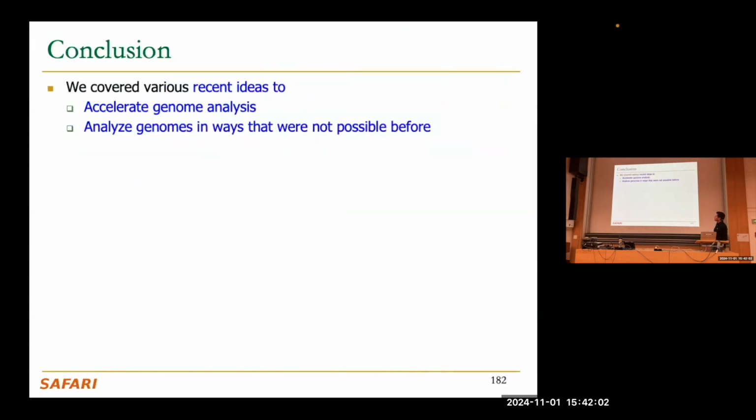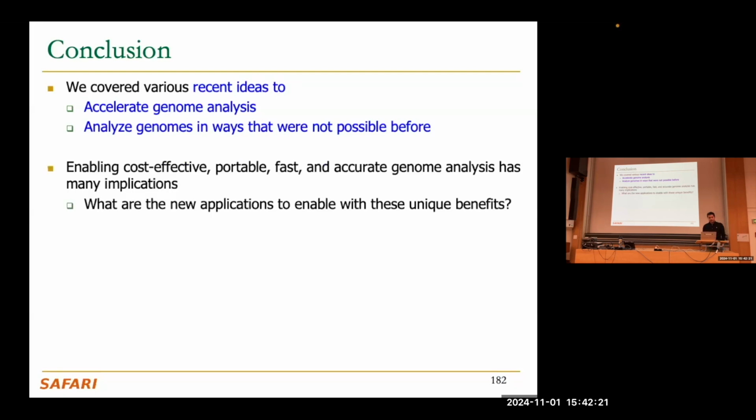So to conclude, today we covered many recent ideas to accelerate genome analysis, and also to analyze the genomes in ways that were not possible before. For example, the analysis of raw signals and the assembly from the raw signals. So essentially, enabling cost-effective, fast and accurate genome analysis is important, but another important item here is portability. So portable analysis has different implications, right?